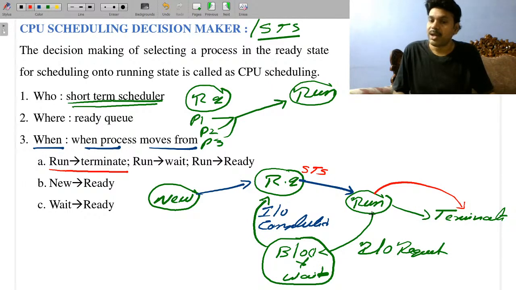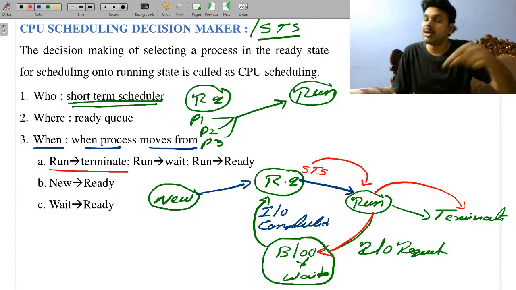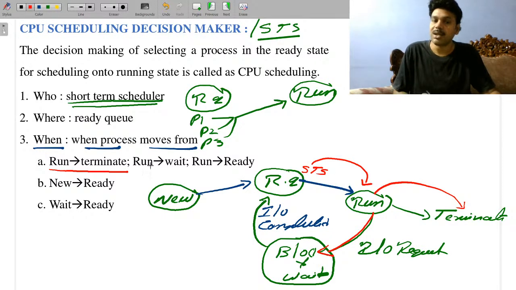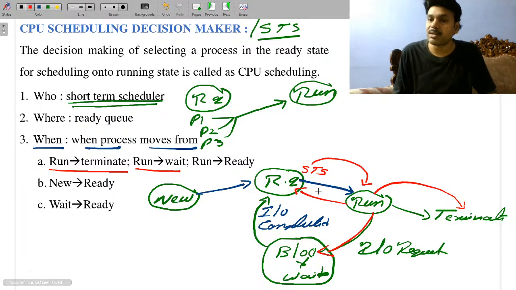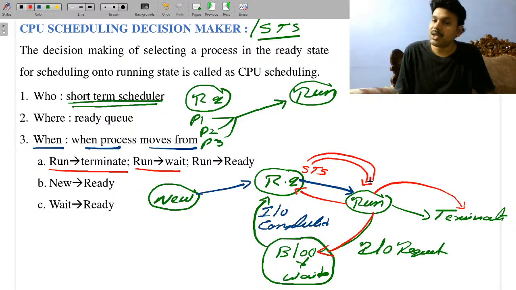And next one, if the old process enters into block and wait state, then the CPU is kept idle. Then immediately STS is responsible to put the new process into your run state. So run to wait and run to ready. Run to ready is nothing but what? In the event of preemption or timeout expiry or priority, switching between run to ready is going to happen. So in that case, immediately I need to see which process I need to keep here.